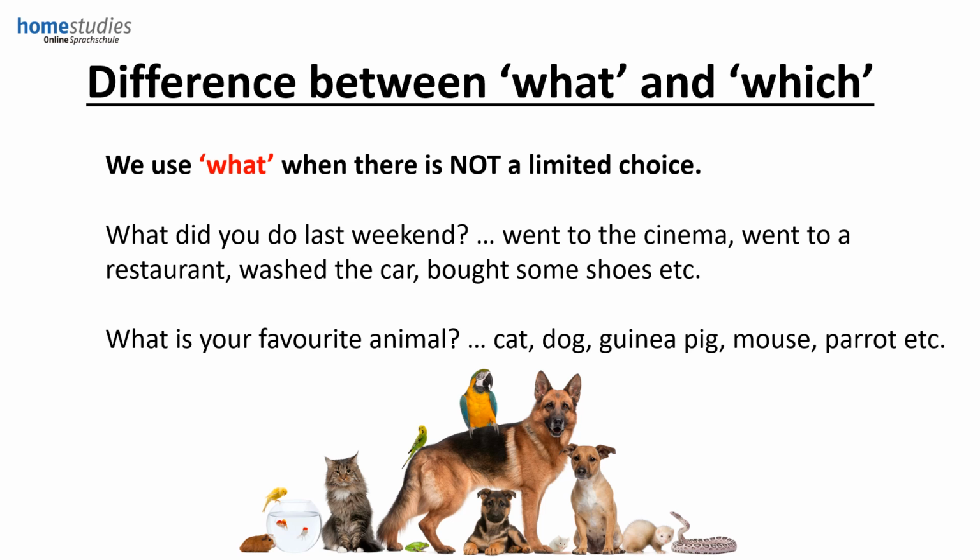Now, let's look at the difference between what and which. We use what when there is not a limited choice. So, for example, what did you do last weekend? I went to the cinema, I went to a restaurant, I washed the car, I bought some shoes, etc. Also, what is your favourite animal? A cat, a dog, a guinea pig, a mouse, a parrot, etc. So we use what when there is not a limited choice.